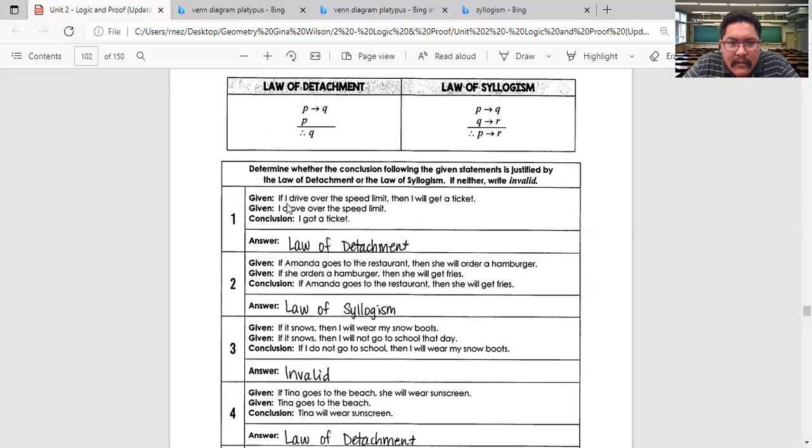So given, if I drive over the speed limit, then I will get a ticket. And the other given is, well, we know for a fact we drove over the speed limit. Conclusion, I got a ticket. So this would be law of detachment, because law of detachment states that we know the first thing has happened, right? A ball is raised in the air. It is given, it is told that we let it go. That means it's going to fall. One leads to the other, and we know the first thing has happened, so that means the second thing will happen, right? This person drove over the speed limit, so they got a ticket.